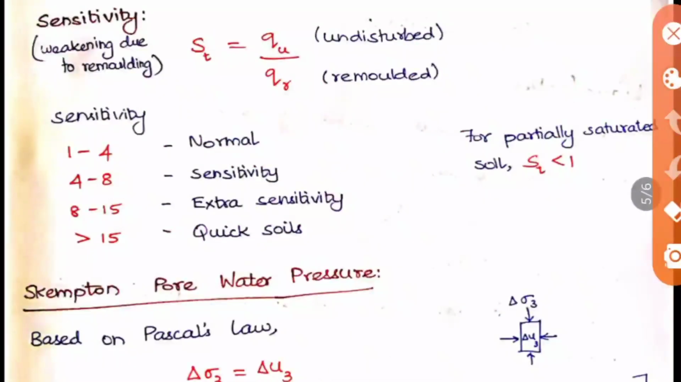And then comes the sensitivity. So sensitivity is nothing but the weakening of the soil due to the remolding. So it is the ratio of the stress of the undisturbed soil and the stress of the remolded soil.